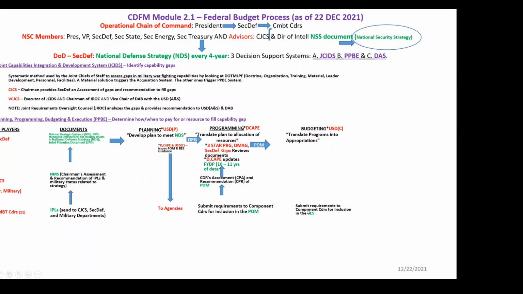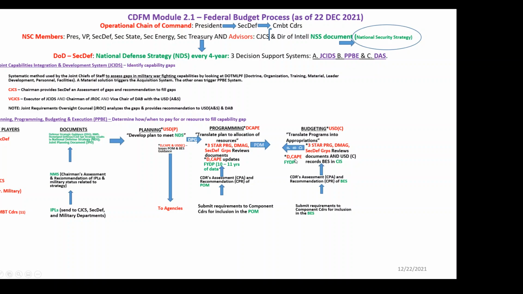So likewise, the combatant commanders submit their budget estimate submission to the component so that they can include it in their budget. The chairman of the Joint Chiefs of Staff does his assessment and recommendation and provides it to the SecDef, and you have those groups again at the DoD level that review the document.